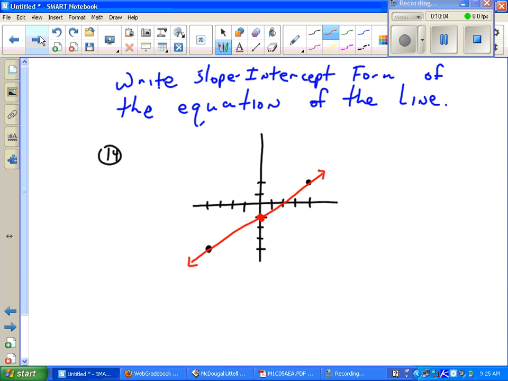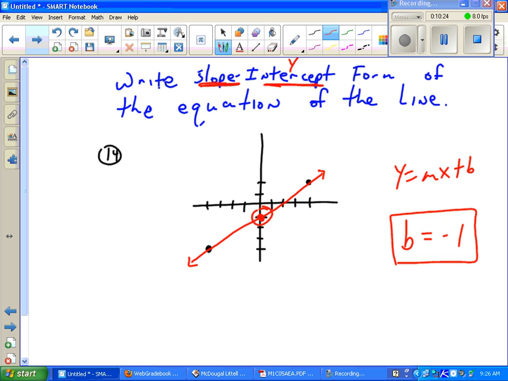Number 14 says write the slope-intercept formula line y equals mx plus b. It's called slope-intercept because it shows two things. It shows a slope and it shows an intercept. More specifically, it shows a y-intercept. That's the easiest one to pick out. That's this value here. That's your b value. B equals -1. So you're going to need that. You're also going to need a slope value, m. We need to determine what the slope value is.